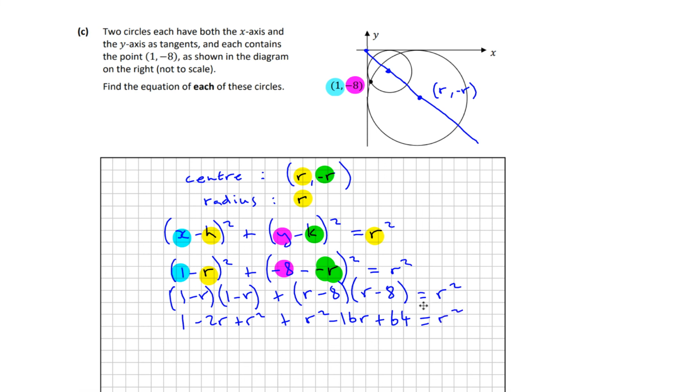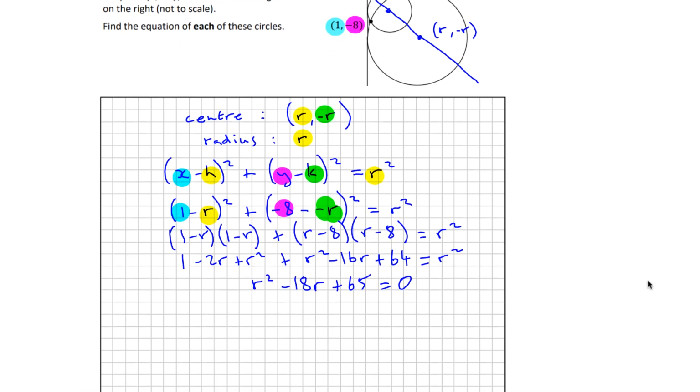Okay, so we're tidying this up. So what have you got? On the left, you've got r squared plus r squared. You bring this r squared over, becomes a minus, so you're left with just r squared on the left. Then you've got minus 2r minus 16r, that's minus 18r. And then you've got 1 and 64, which gives us 65. And that's equal to 0 because you've moved the r squared. So now you've got a quadratic equation which you can solve.